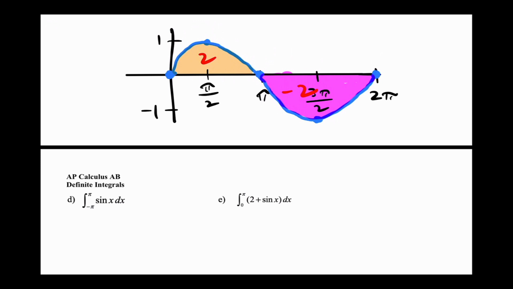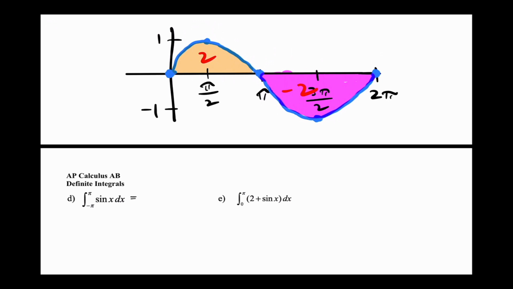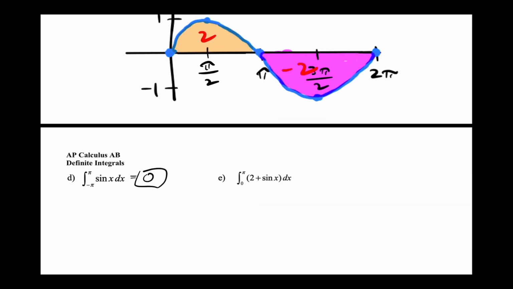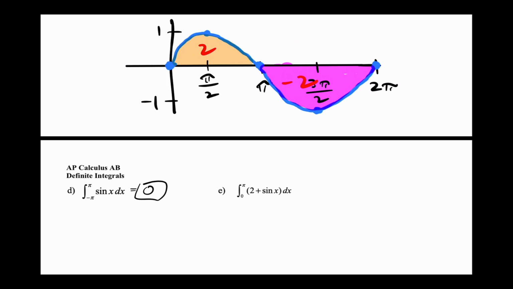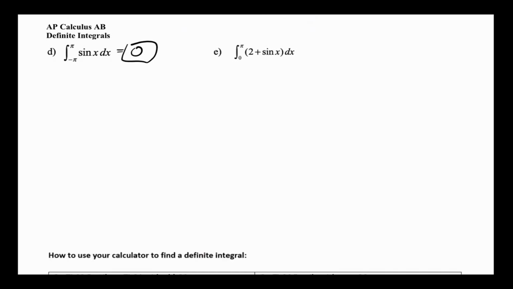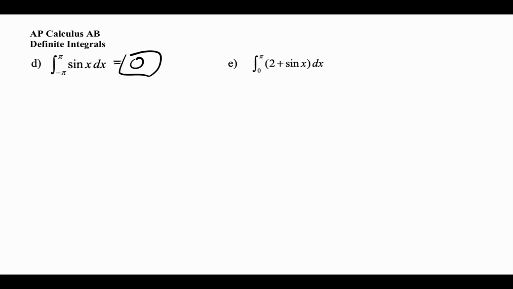Knowing that it's just a shift, what are we going to get? 0, the same answer we got for B. It's just a shift. This guy is shifting that way pi units. Okay. Last one.